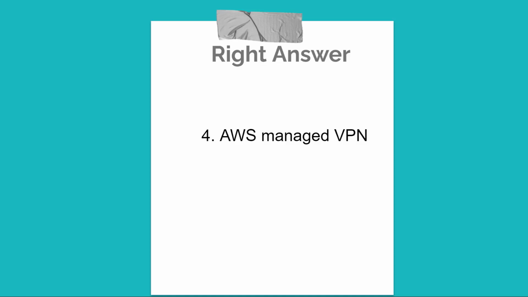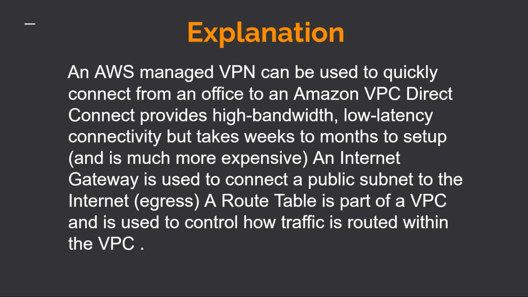AWS Managed VPN. Explanation. An AWS Managed VPN can be used to quickly connect from an office to an Amazon VPC. Direct Connect provides high bandwidth, low latency connectivity, but takes weeks to months to set up and is much more expensive. An Internet Gateway is used to connect a public subnet to the Internet, egress. A route table is part of a VPC and is used to control how traffic is routed within the VPC.